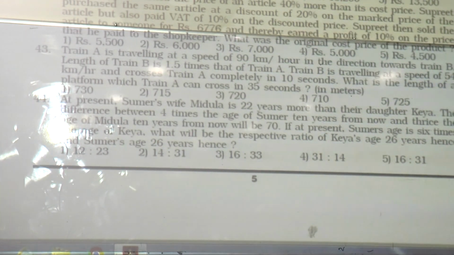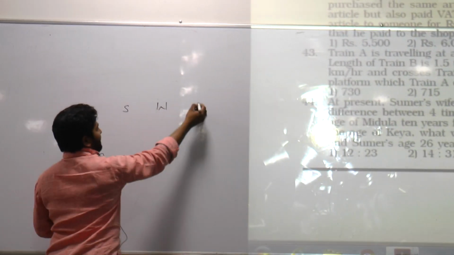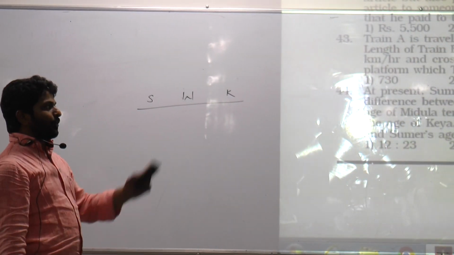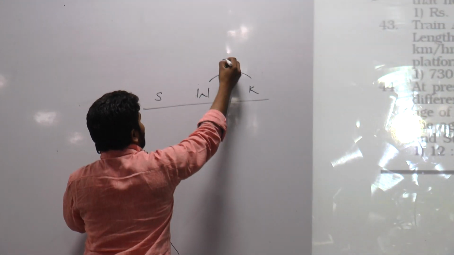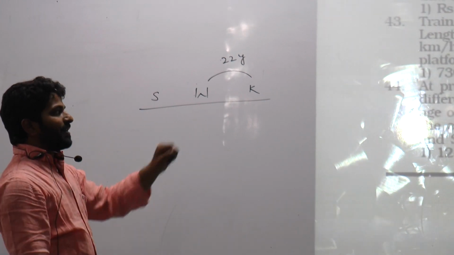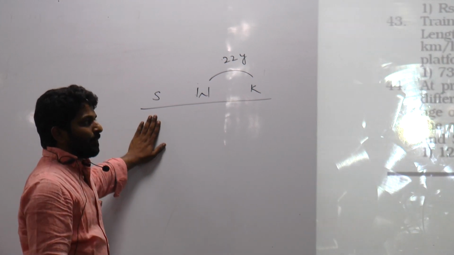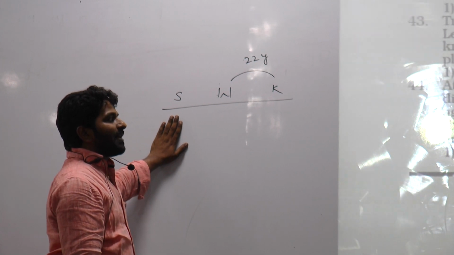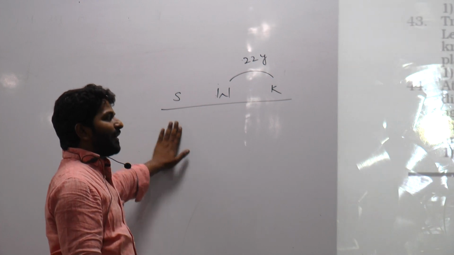But anyway, how many persons are here? 3. Sumer, wife, daughter Kia. Fine. Midula is 22 years more than her daughter Kia. In the sense, difference of their age is 22 years. The difference between 4 times the age of Sumer 10 years from now and thrice the age of Midula 10 years from now will be 70.